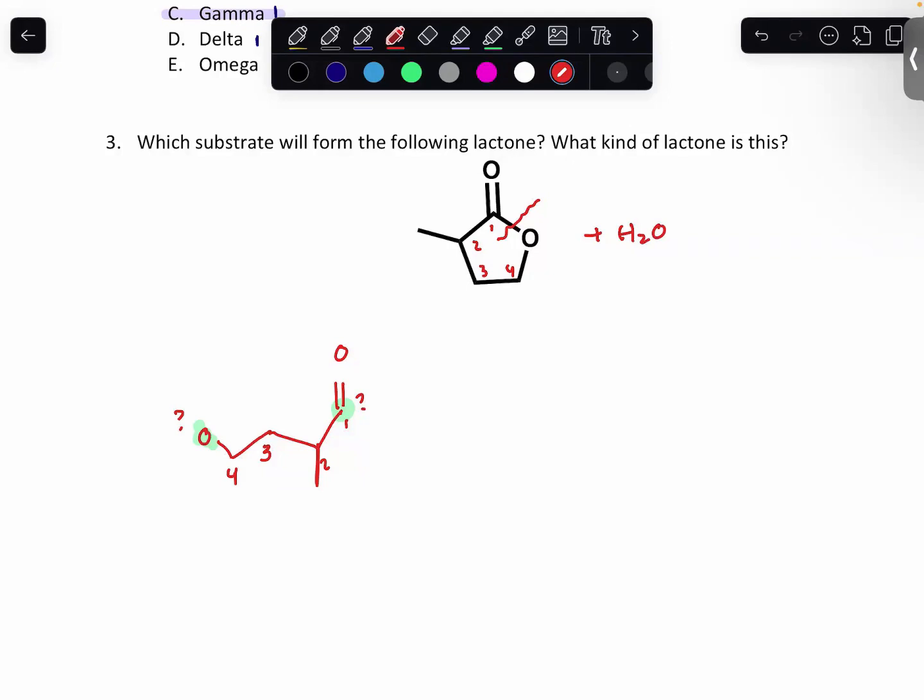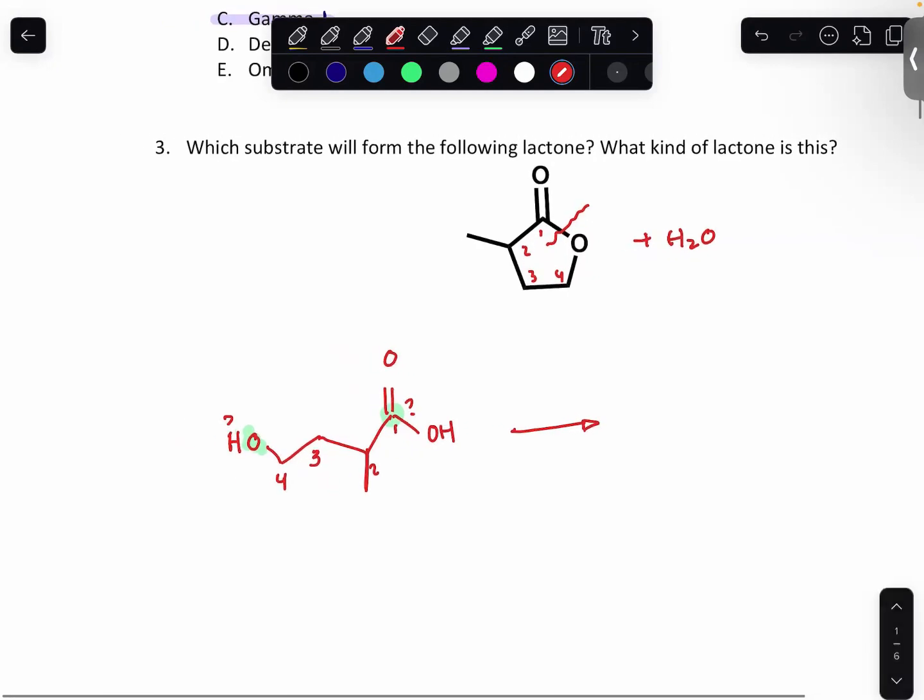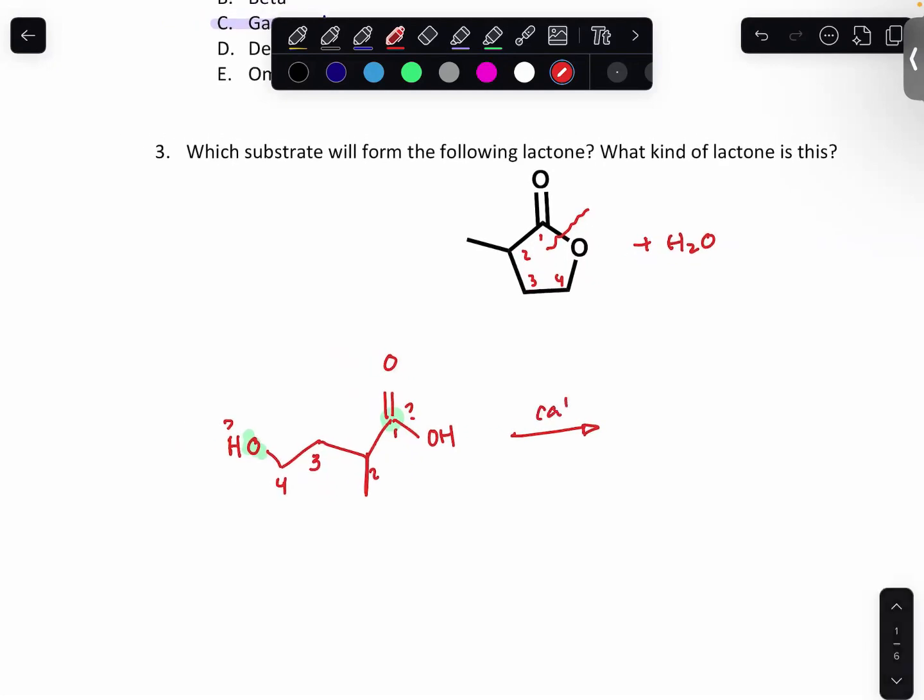Where would we add the pieces of water? The OH is different. Like that? Yes. What else are we missing? And then an H with the other. Yes. So it's an intramolecular esterification, and that's how we get a lactone.